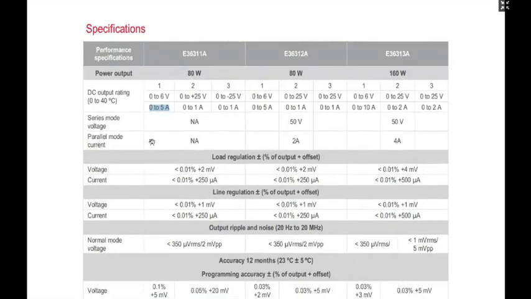Next, let's go down. How many things can we extract from this particular data sheet? Series mode, parallel mode. What do you mean by that? How many of you have even heard of such terms? Series mode and parallel mode. Not available. 50 volt 2 ampere, 50 volt 2 ampere, or 4 ampere. Series means when you are going to connect one or two or three channels together. Understood? Then in that case, how much maximum current or power can you generate? So this kind of technical things we should know.